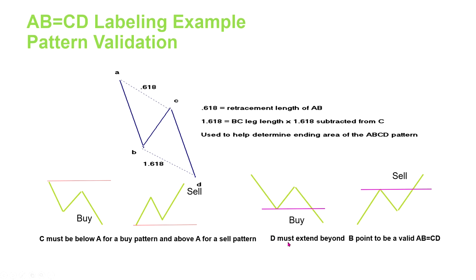And then over here, the D point must extend beyond B to be a valid ABCD. So here's the B to C leg. So here's B right here. So you want to see that CD leg extend beyond the B point. If it doesn't, then it's not an ABCD pattern. It might be some other pattern that's forming. It could be a triangle that's forming, or it might be a range that's forming, but it's not going to be an ABCD pattern.